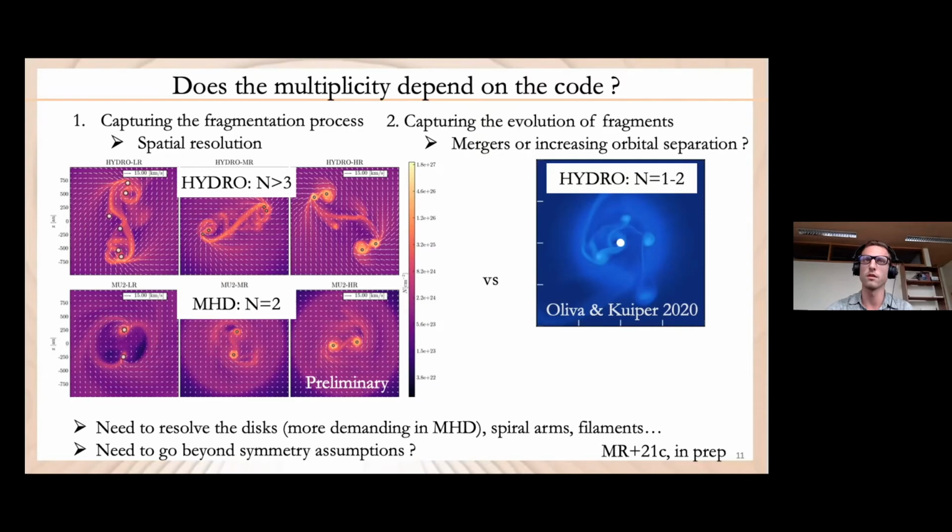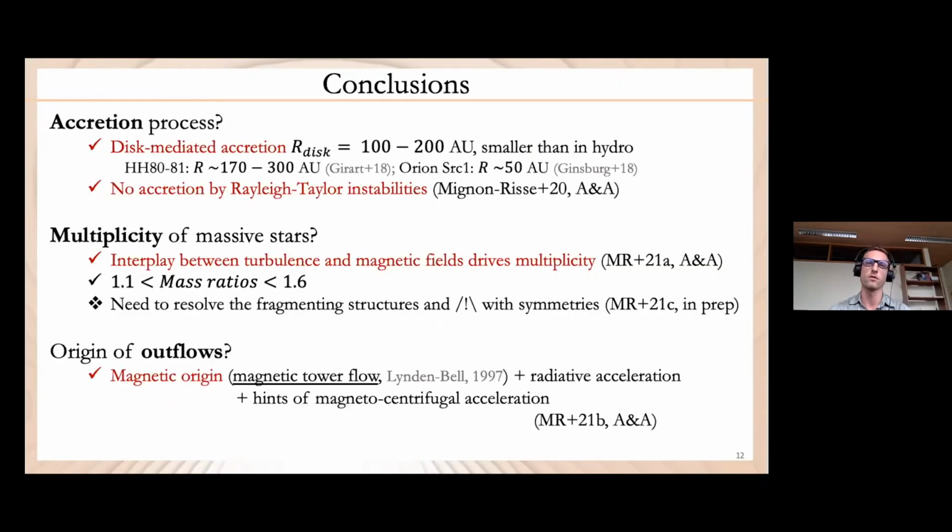And I will just finish on those conclusions. So first, we find that the accretion process is disk-mediated accretion with disk sizes that are much smaller than in the hydro case, that can so far only be explained with magnetic fields that are consistent with some of the observational constraints. The multiplicity of massive stars seems to be at least partly driven by the interplay between turbulence that increases fragmentation and magnetic fields that suppresses it. And finally, we find that massive protostellar outflows are magnetically dominated. And I will just finish on this.